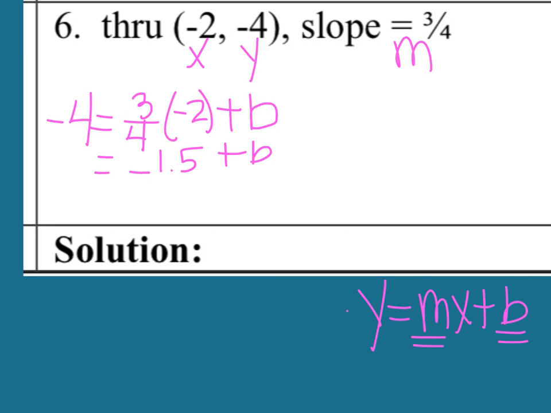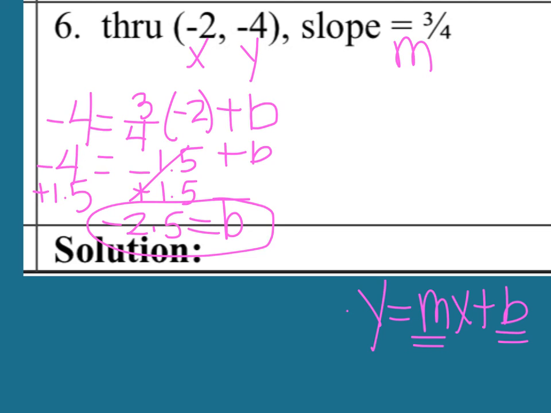I'm just going to rewrite the problem. And now I'm going to move that negative 1.5 over by adding it to both sides. So that turns into negative 2.5. And that went away. So I have a b of negative 2.5, and I have a slope of 3/4, so we can go ahead and plug those into our equation for our solution. So y is equal to my slope of 3/4 x minus 2.5, our y-intercept.